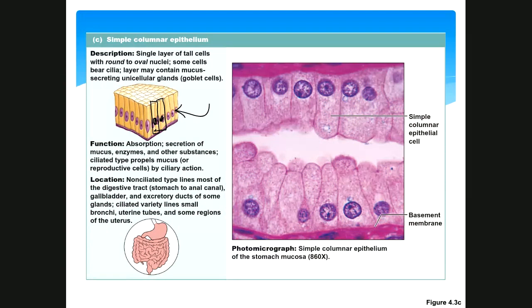Well, if we look at this photomicrograph over here, here's our apical surface. There's the basement membrane, really obvious in this slide. And then here's the cell right here, tall, skinny cell, nucleus which hangs around down at the bottom. Now again, they're not absolutely perfect, but they're pretty good. But there it is over there on that side. Again, this is a tube or a hollow organ.